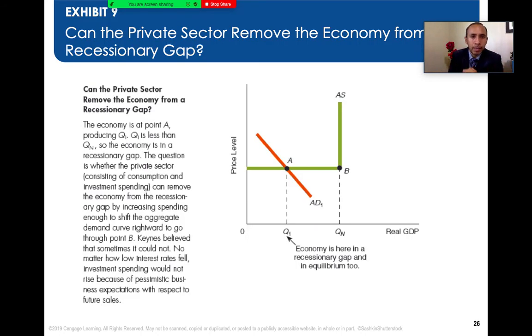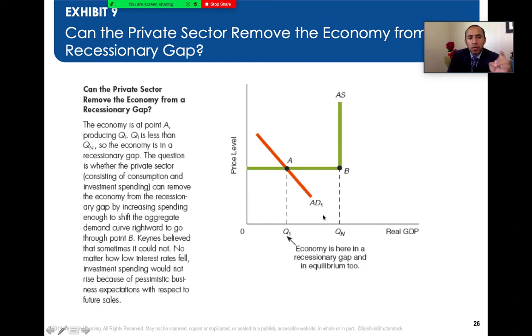So here we have the model again, but this time we're going to focus on the private sector. The economy is at point A in equilibrium. This is the Keynesian model with the horizontal supply curve and the vertical supply curve. The price level is constant. At point A, aggregate demand, AD, indicates equilibrium Q1 at price level 1. It's below the natural capability of the economy, QN. Basically, this orange aggregate demand curve has to be right here, intersecting point B. But we are in a recession gap, according to the model, so it's producing less than the natural economic abilities.